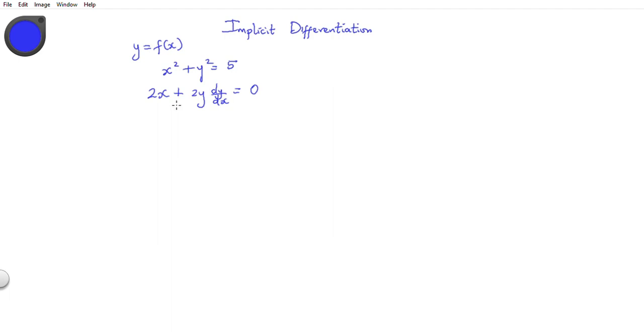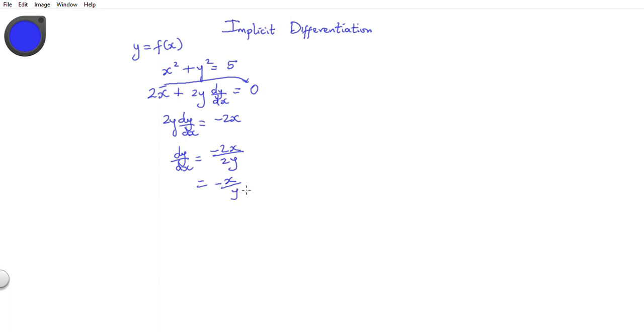That's all. So firstly, let's bring 2x to this side. So 2y dy/dx equals minus 2x, right? Now dy/dx equals minus 2x divided by 2y. So minus x divided by y.